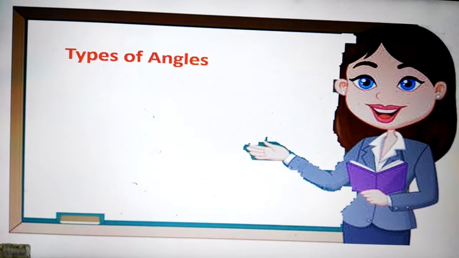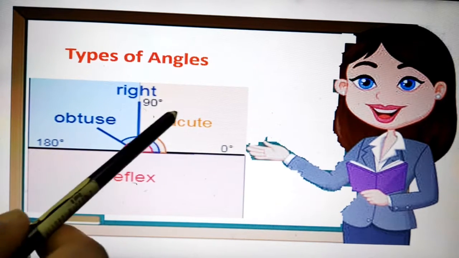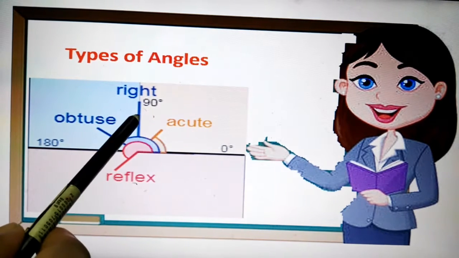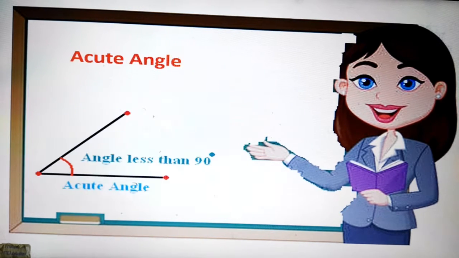Now types of angle. There are many types of angle based on degree. What is the ratio of the degree? What is the quantity of the angle? So here these are acute angle, right angle, obtuse angle and reflex angle. We will discuss these angles in a little bit of detail.